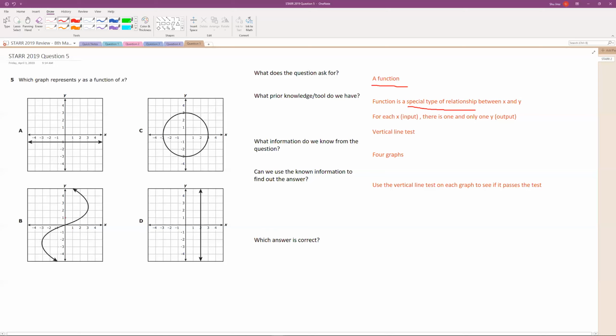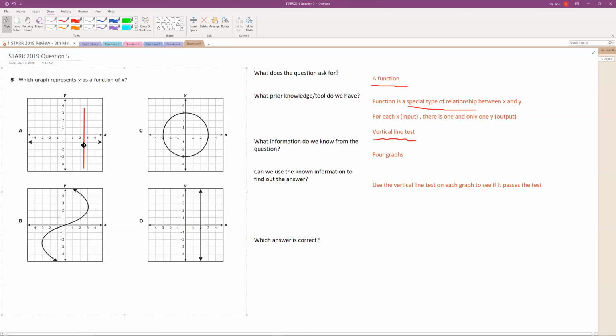And note that we are comparing the graphs. For graphs, we have learned a quick and easy method to test if it is a function or not. That's called the vertical line test. If we want to do the vertical line test, we will draw a vertical line on the graph, and we can move this line to different parts of the function.